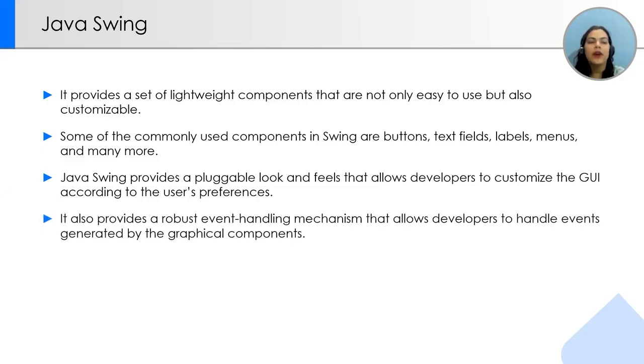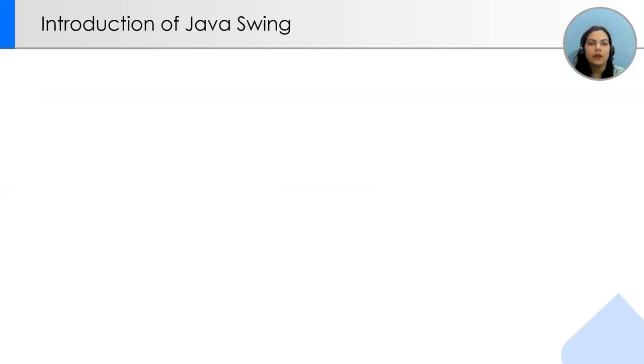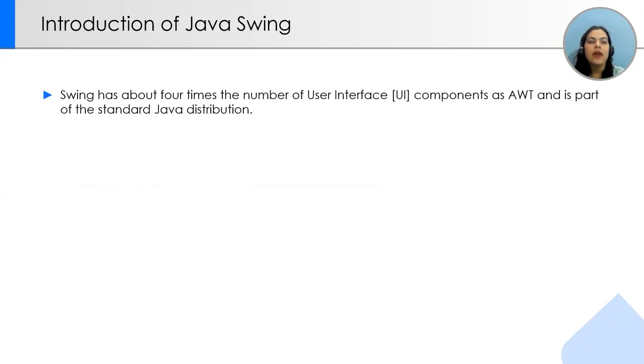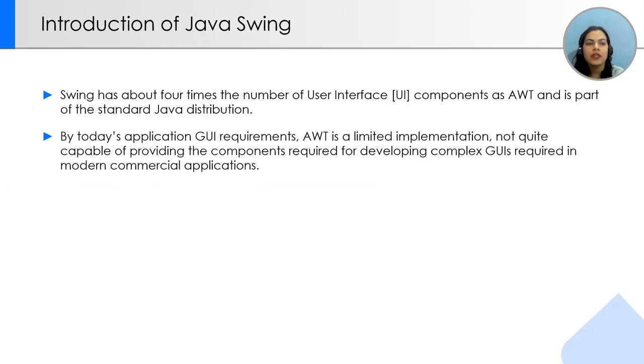Java Swing also provides a robust event handling mechanism which was not there in Java AWT, which allows developers to handle events generated by the graphical components. This is one of the major advantages of using Java Swing. Now, Java Swing has about 4 times the number of user interface components as AWT and is a part of the standard Java distribution. That means it has 4 times more user interface components as compared to AWT.